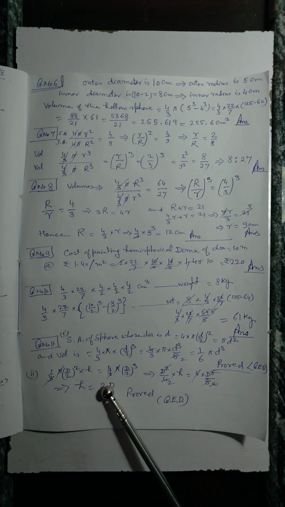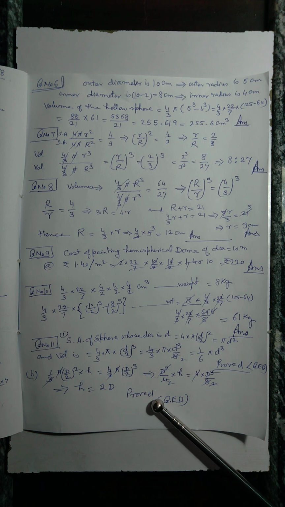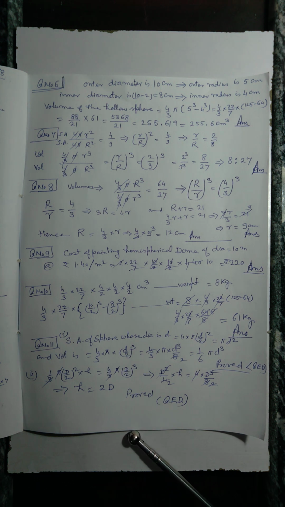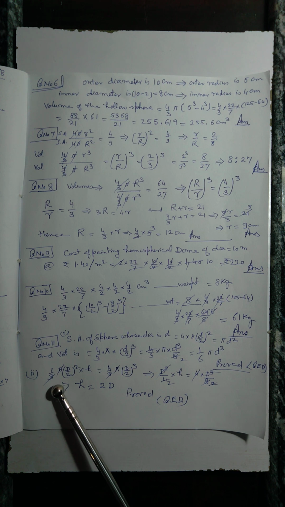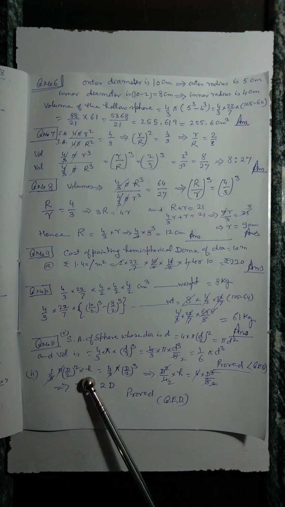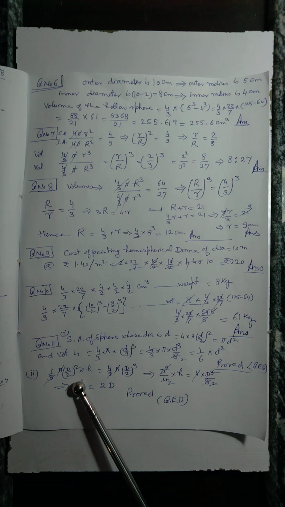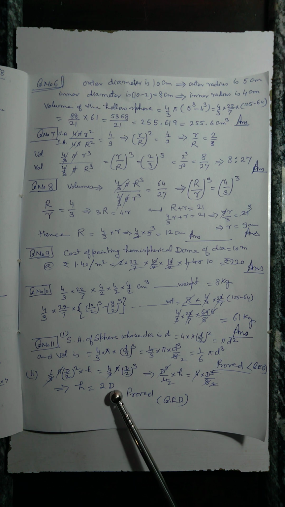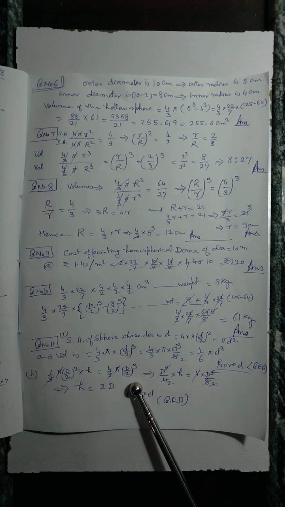Now the second part: the volume and diameter of the cone and the sphere are equal. Prove that the height of the cone is twice the diameter of the sphere. See, 1/3 into pi into the whole square of d/2 into h. This is the volume of the cone, that is 1/3 into pi into r square into h, and it should be equal to 4 by 3 pi into the cube of d by 2.